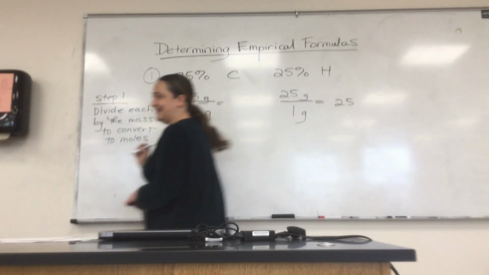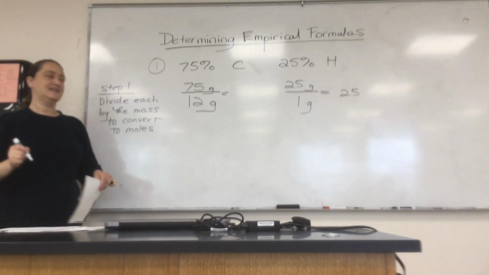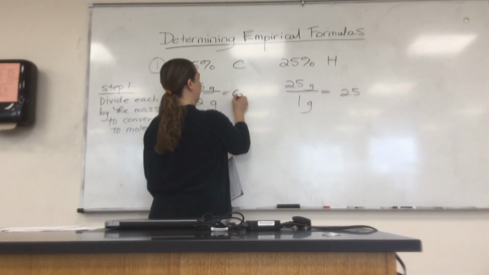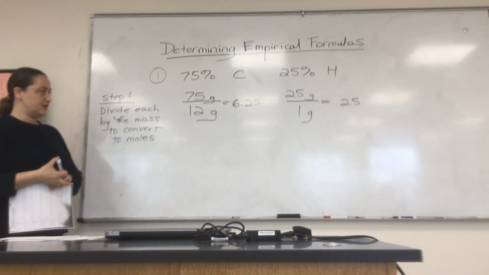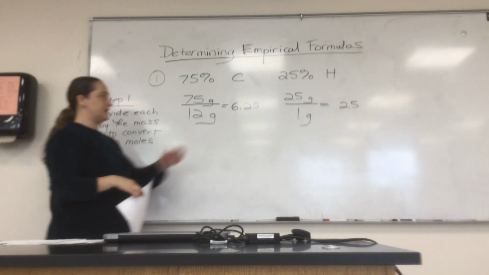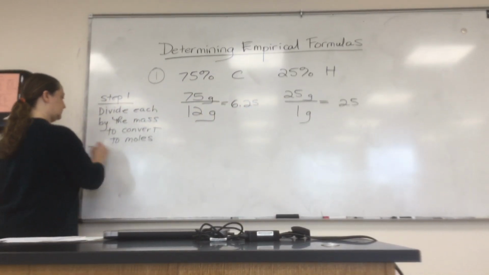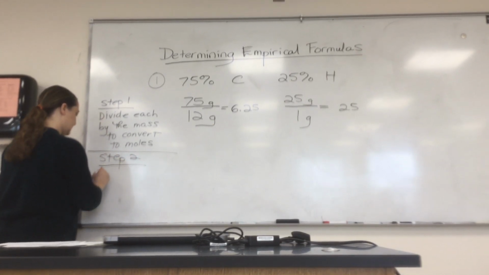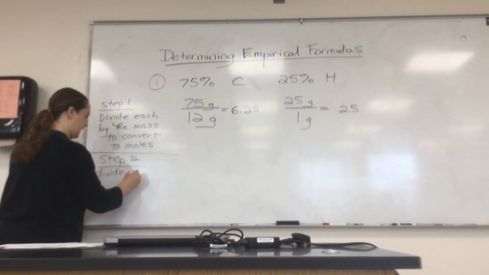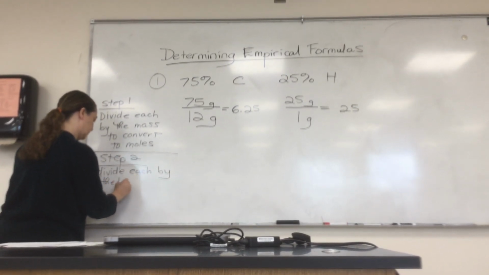Okay, so now we need 75 divided by 12. 6.25. All right, now we have to put this into a ratio. It might be obvious to some people what ratio this is, but if not, we're going to divide each by the lowest number to put it into a ratio.